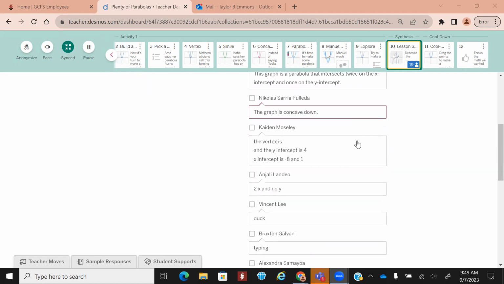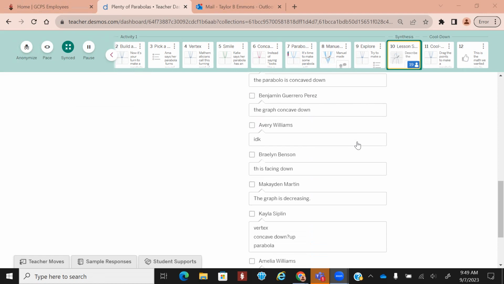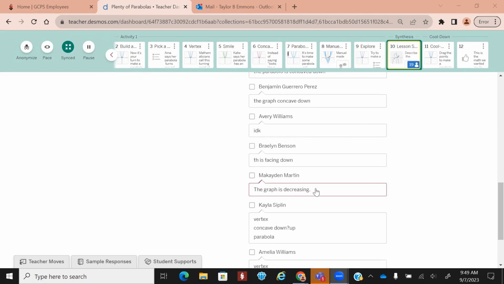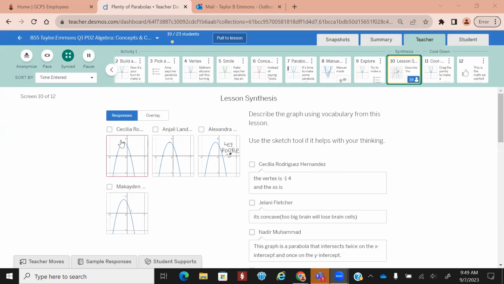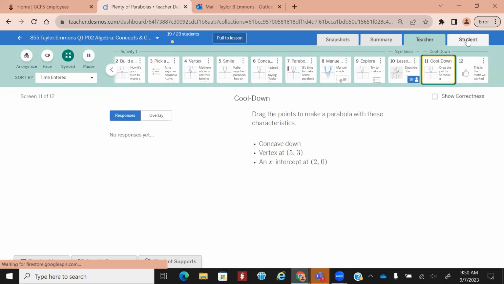Concave down. Okay. Somebody said the graph is decreasing. Yes, it is decreasing at some point, but it also is increasing. Okay. Somebody else said that the vertex is at -1, 4. Good. Okay, so we got some vocab.